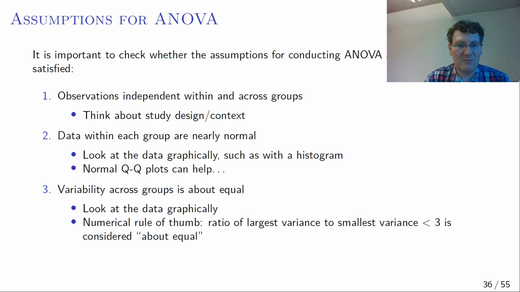And then finally, we need to make sure that the variability across groups is about equal. We don't want the ratio of the largest variance to the smallest variance to be more than 3 times. And we can also assess that graphically. We don't have hard and fast rules for these, but we have rules of thumb.